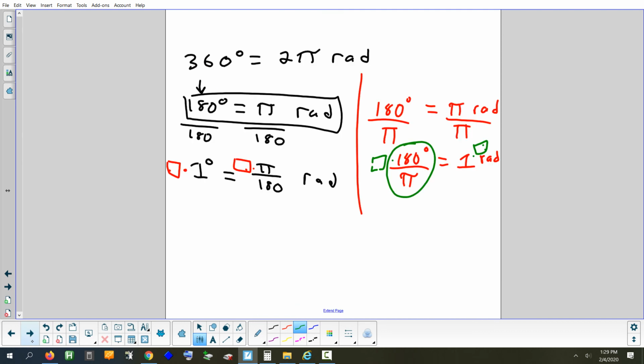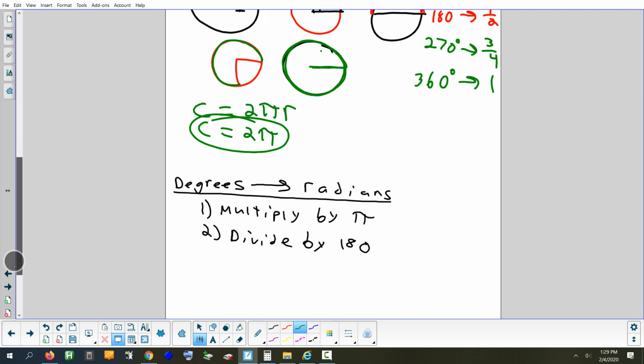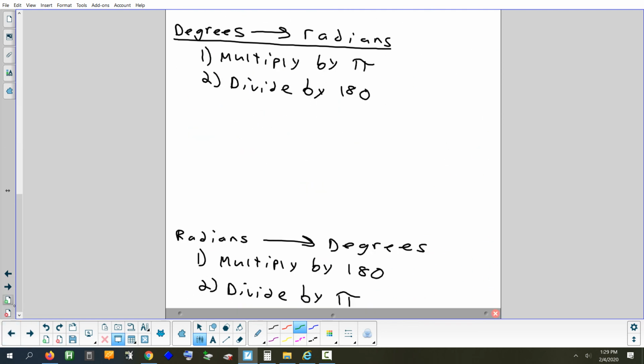As long as you can remember two things. When I say degrees, I want you to think of the number 180, okay? Because the 180 has a degree symbol. So whenever you hear the word degree, you always want to think 180. Whenever you hear the word radian, think pi. So if you can just connect those two things together, degrees, 180, radians, pi, all of this automatically falls into place. Okay. So just remember, degrees 180, radians pi.